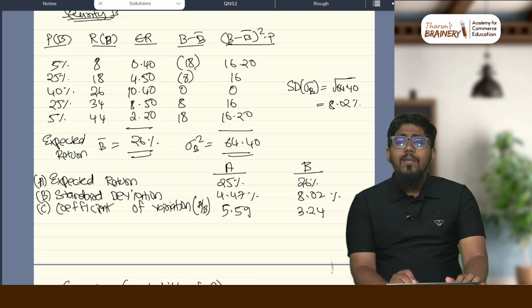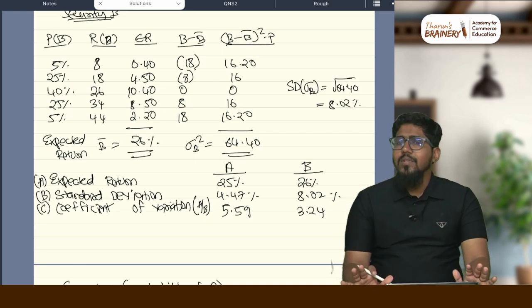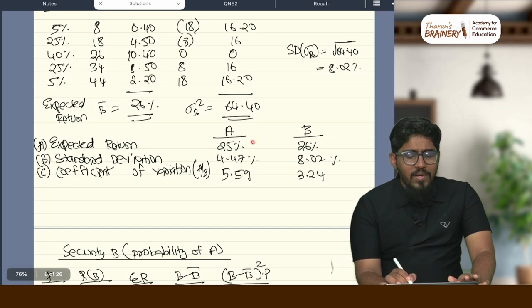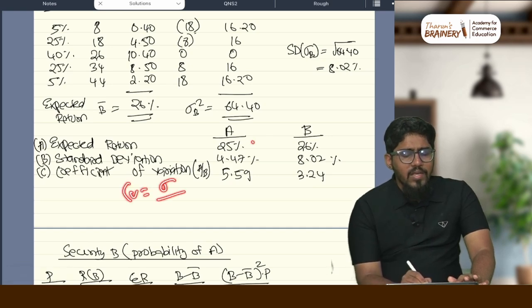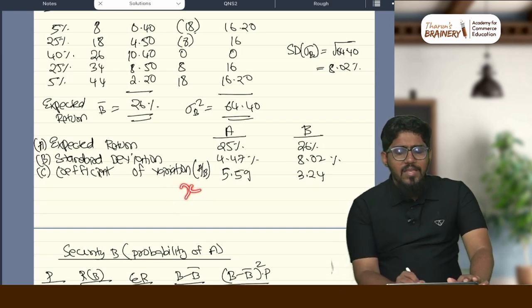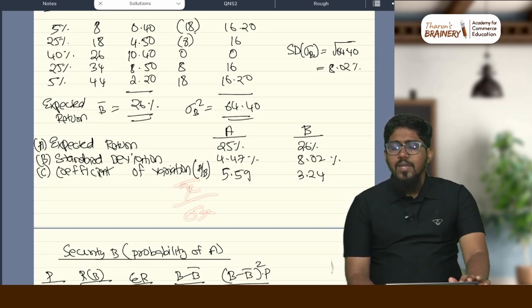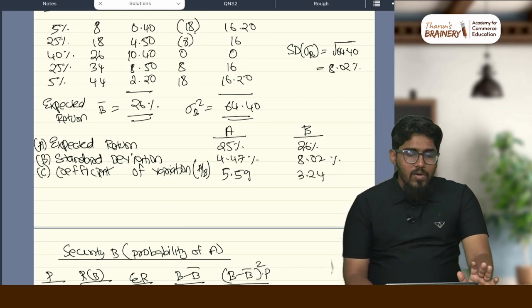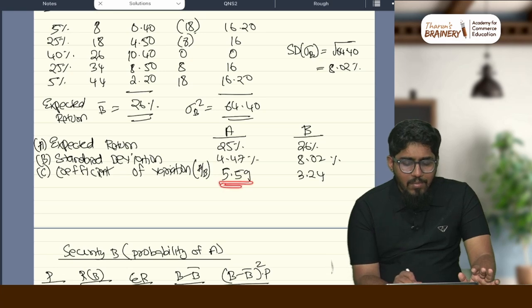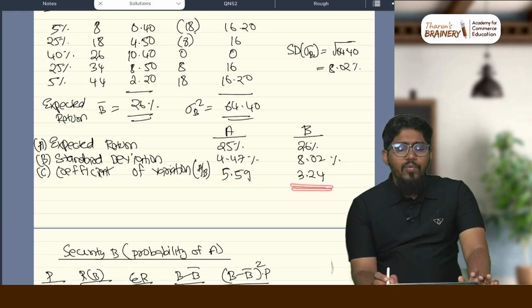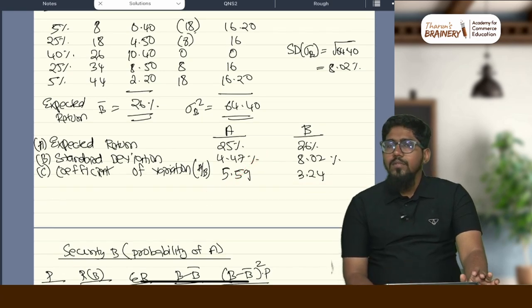If they are asking which security to select with respect to both risk and return, then you have to calculate something called the coefficient of variation, which is nothing but expected return divided by standard deviation, x dash divided by standard deviation of x. Sir, what is the meaning? It is the return per unit of risk. So A you see 5.59 and B you see 3.24. So please go and invest in B. This is the answer.